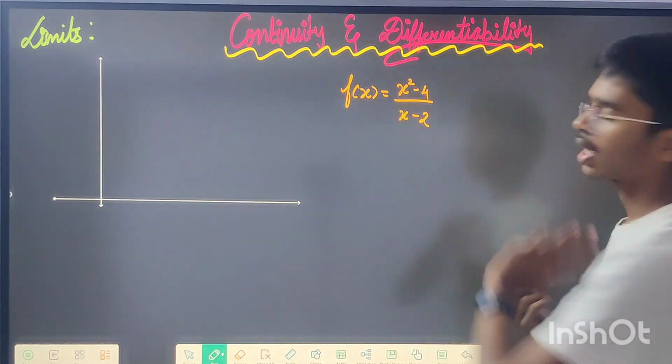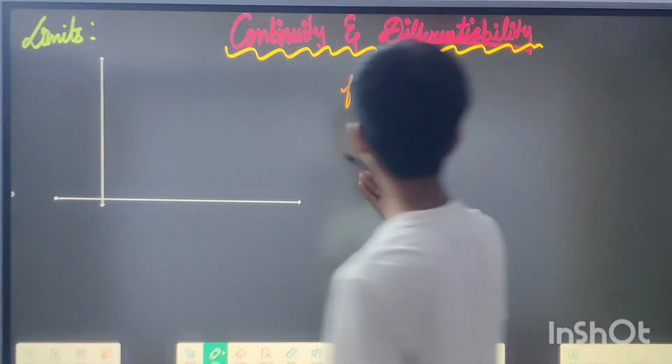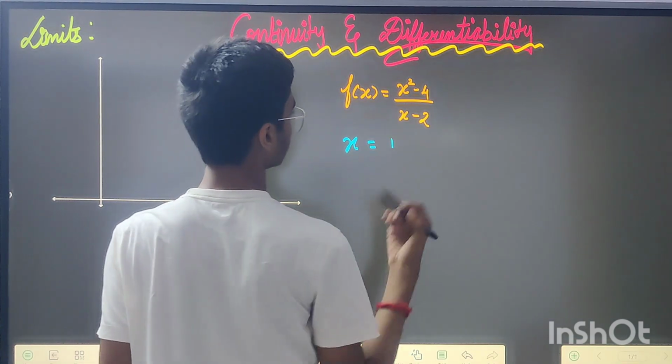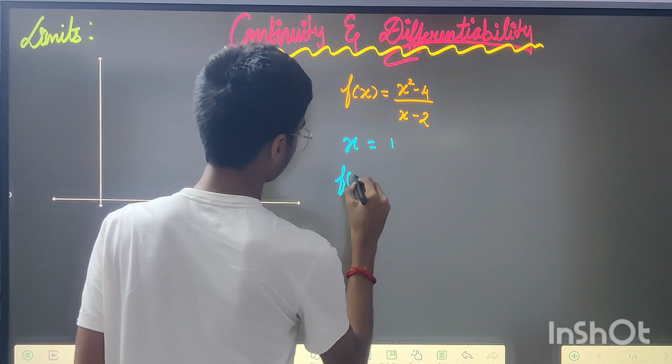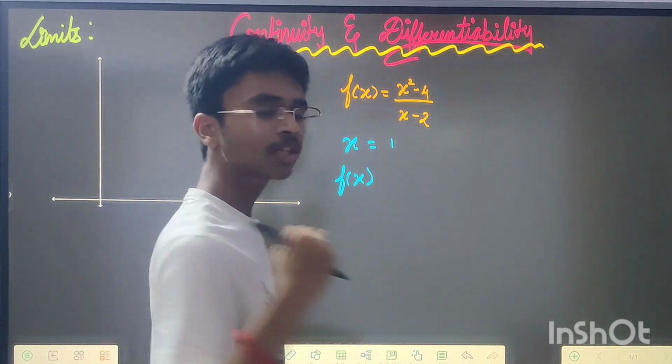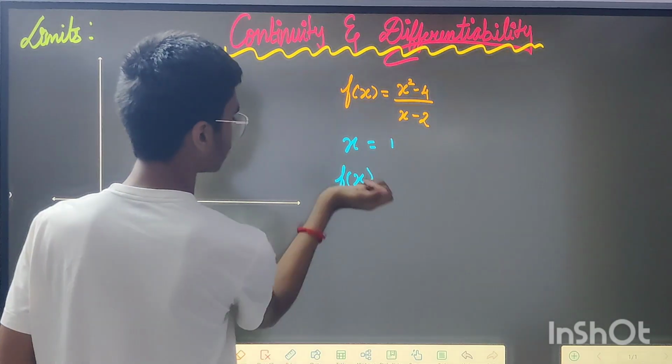So this is a function they have given. Now what I'm going to do is, in place of x, first x is equal to 1. That means how it will be f of x. You can also write f of x as the y value, so I will write here as y.